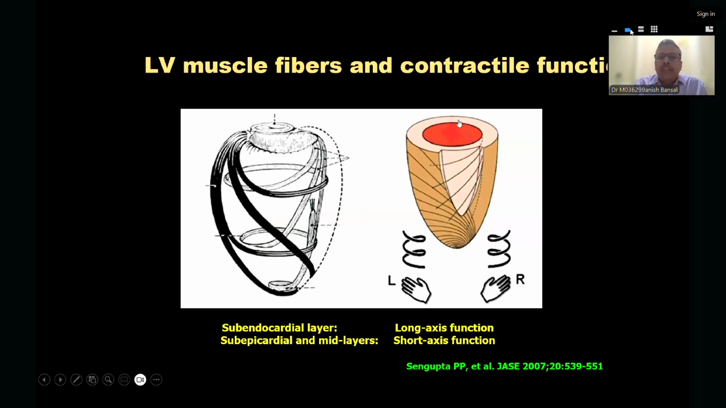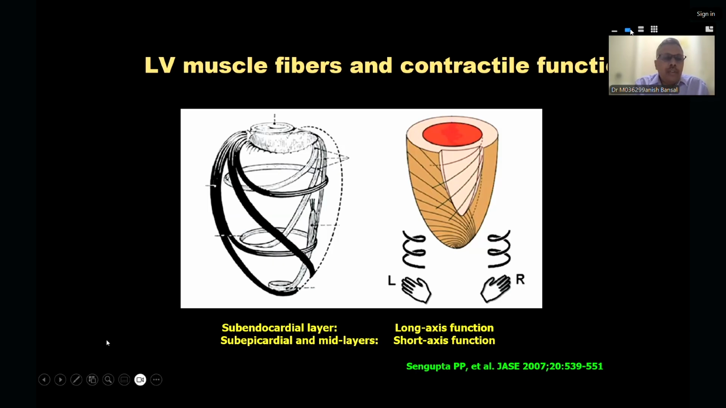But strain imaging can detect it much earlier because these different components of LV contraction are governed by different layers of muscle fibers, and abnormality in one muscle fiber can be compensated for by increased contraction of the other muscle fibers. So, strain imaging, by looking at these different muscle fibers and showing different components of myocardial dysfunction, can detect LV dysfunction before it appears in the form of a drop in LVEF.